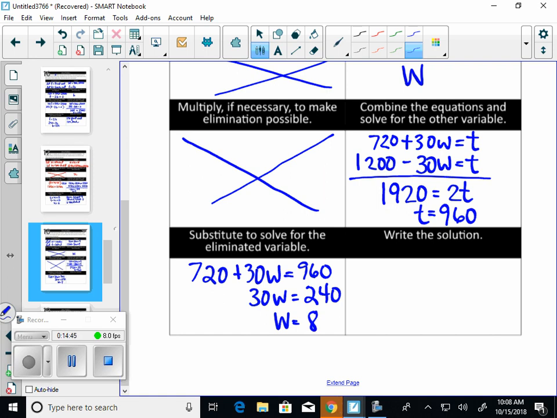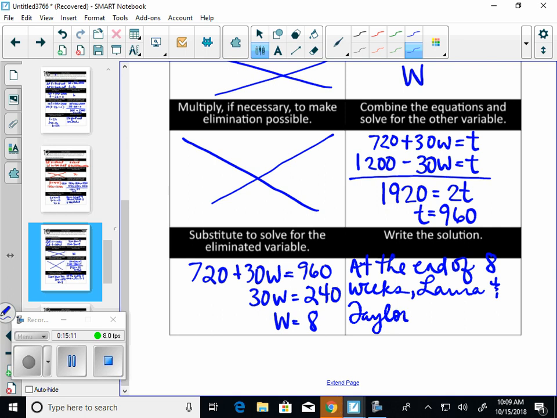So what do I know? At the end of 8 weeks, Laura and Taylor will both have $960. And that's each, not combined. That's when their amounts in their accounts will match.